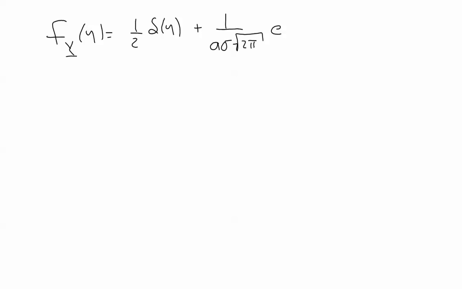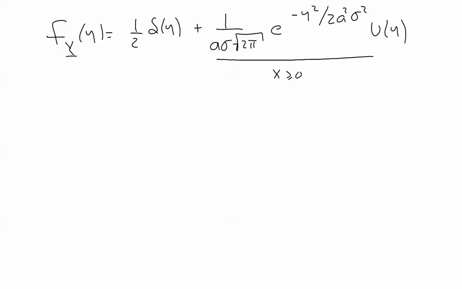So for this particular example, I can summarize my probability density function this way. I get 1/2 delta function at y, plus then the rest. I get 1 over a sigma square root of 2 pi e to the minus y squared over 2a squared sigma squared u of y. This half is for x greater than or equal to 0. This is for x less than 0.